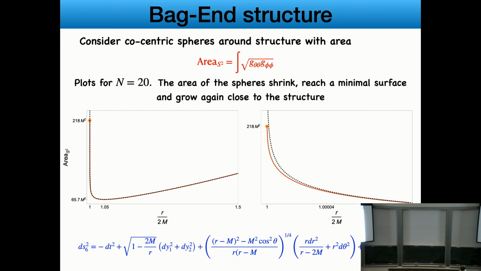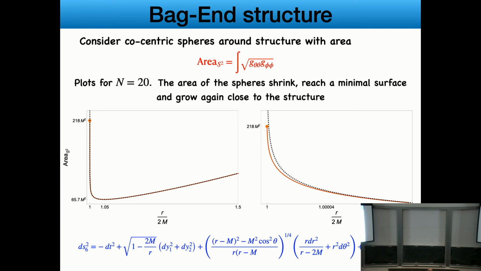One of the things that we plotted here is that you take a big sphere that surrounds such an object, and then just start shrinking it down and look at the area. What you observe is that the area will come down as basically 1 over r squared, as you might expect, and then when the radius r over 2m is of order 1, it just opens up. Once you cross here, it opens up to this gigantic bubbly structure that's sitting there.